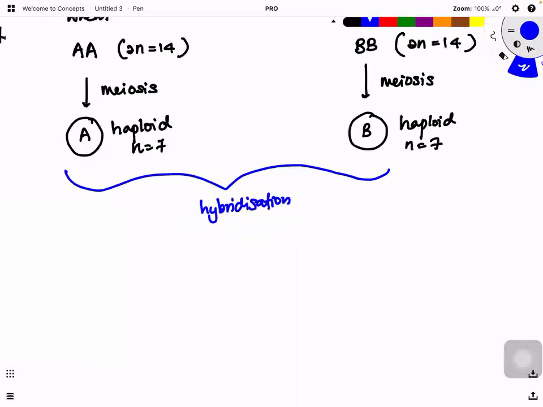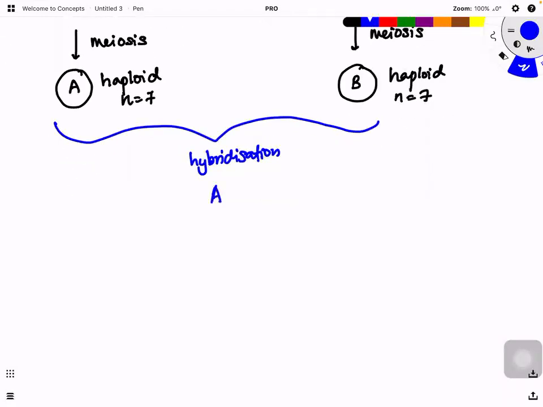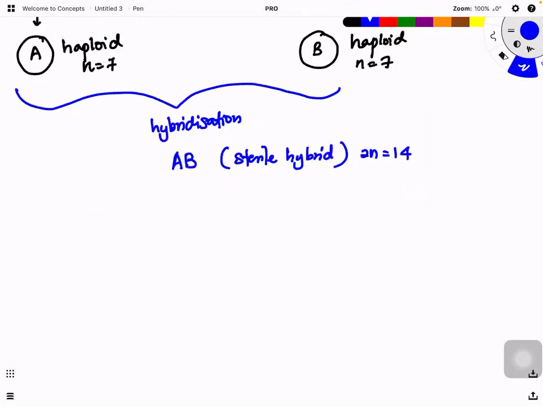This hybridization produces AB. Now A and B cannot pair up, so they are sterile hybrids. Because A is 7 chromosomes and B is also 7 chromosomes, this one is 2n equals 14, but they are sterile. But a non-disjunction mutation can actually take place and double up the chromosomes.